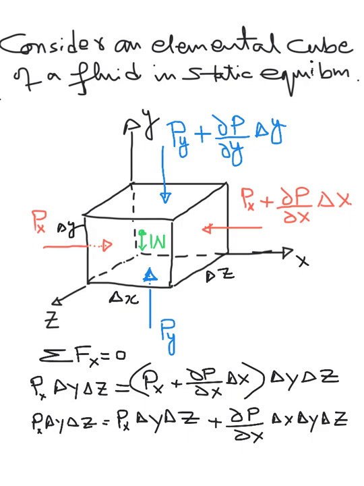Now, summation of forces in the x direction: you can see the px multiplied by the area onto which the px is acting. Similarly, on the right hand side, px plus partial p over partial x into del x, the change in total pressure, multiplied by the area of the surface on which that is acting. After simplification and cancellation of terms, this will provide you only this term.